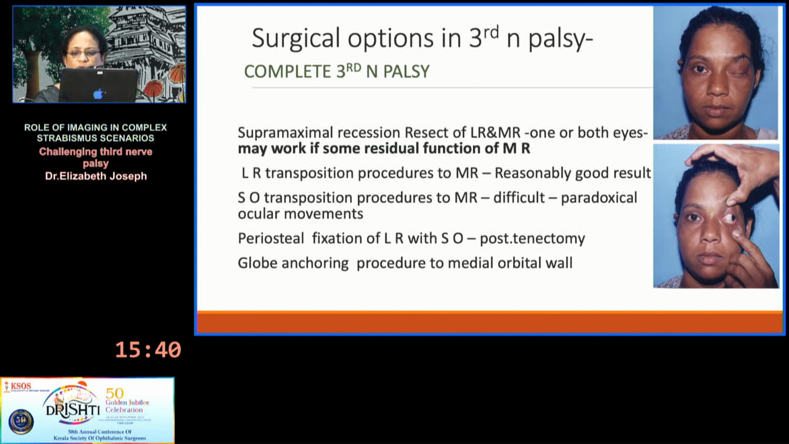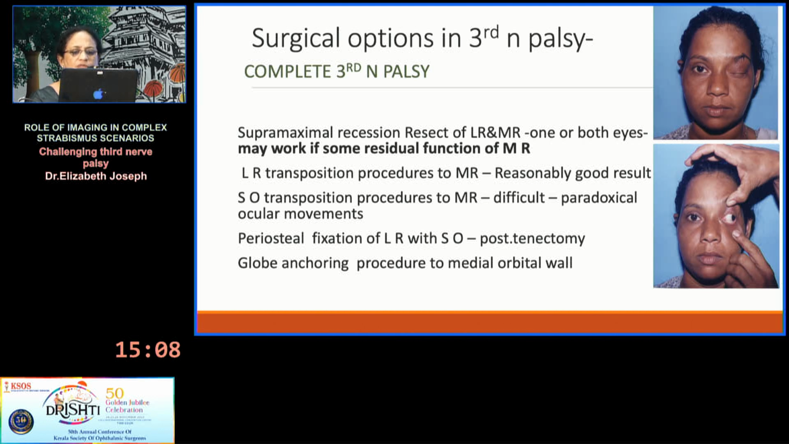When the eye is open, you can see the eye is fixed in abduction, and in such cases, look for some action of the medial rectus by the forced generation test. If there is some action of the medial rectus, supramaximal recess-resect surgeries will work. If there is no action of the medial rectus, we have to think about transposition procedures. There is superior oblique transposition to the medial rectus, which is a very difficult procedure because it involves dissection at the trochlea.